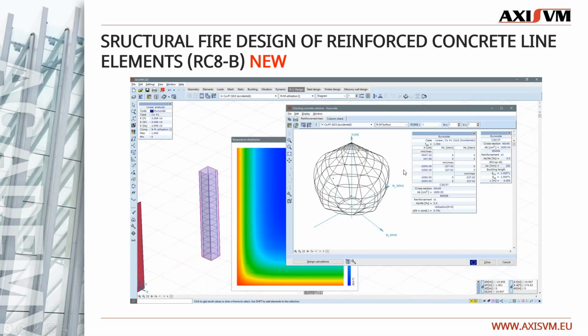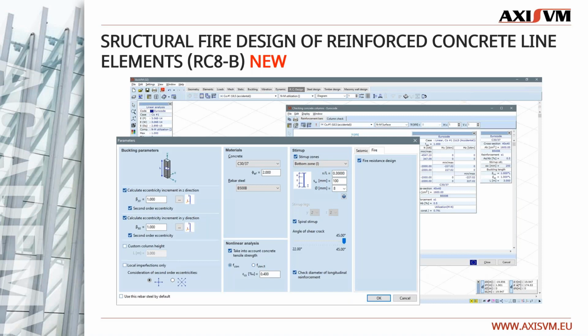I can tell you the same for reinforced concrete columns. There are no special steps. After we have the fire load on the element, we can select load combinations where the fire load is included for that specific element, and then the software will consider the special rules of fire design. In this case, we need to enable fire resistance design in this very familiar parameters window of the reinforced concrete column.